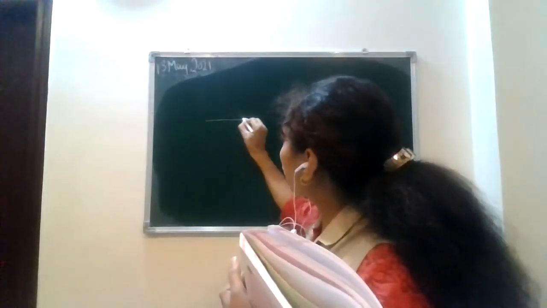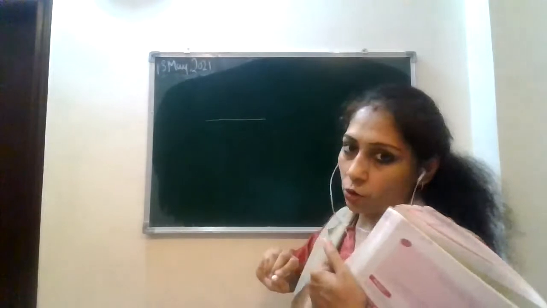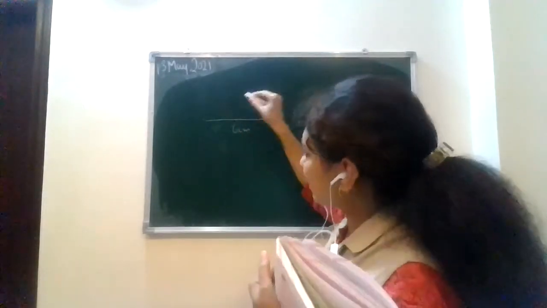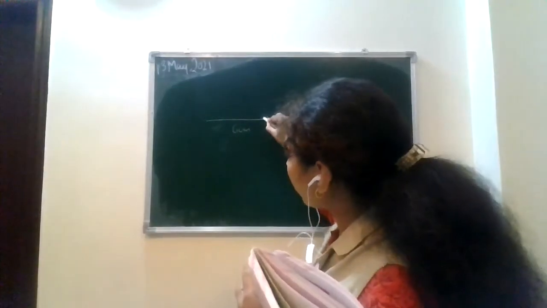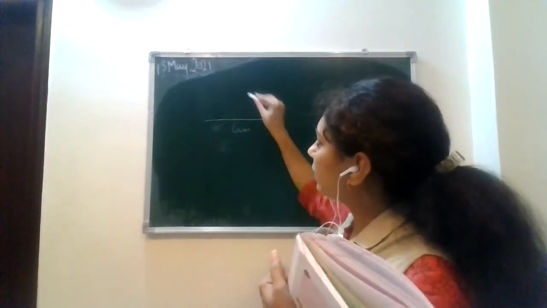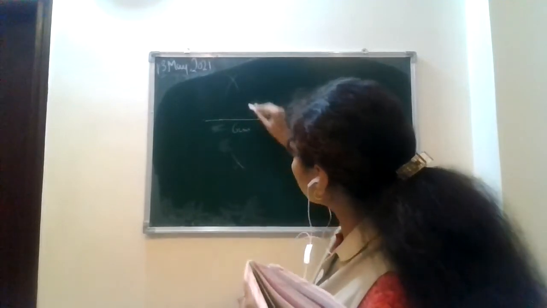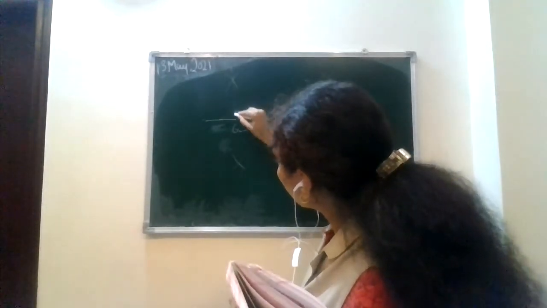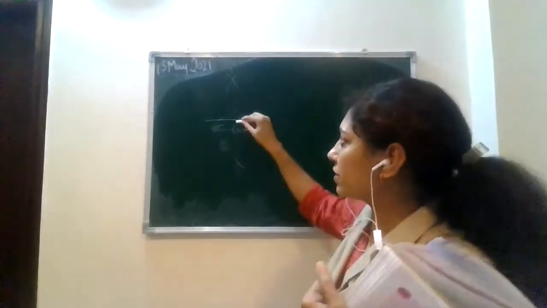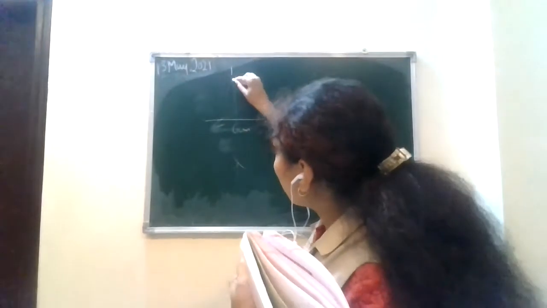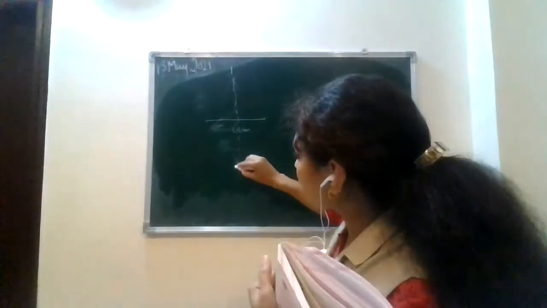Draw any line of any length. This is going to be your base. Suppose I've drawn 6 centimeter. Now you're going to bisect it. Keep the compass over here and mark the arc over here, downwards also, here also, here also. Then you join this line because this is a bisecting. Bisecting is dividing a line into two equal parts. So this is the bisection we have drawn of this line.